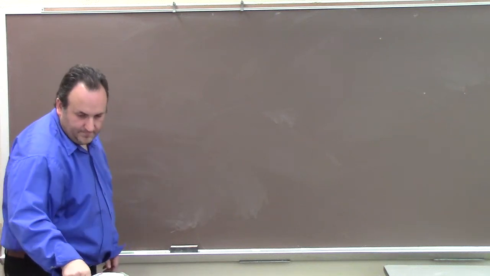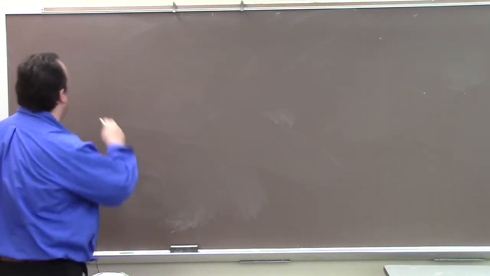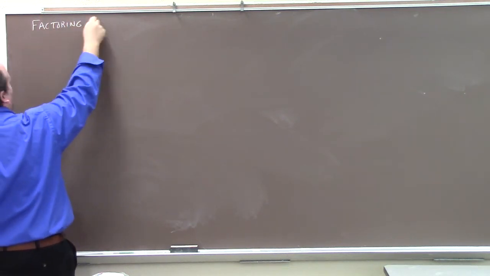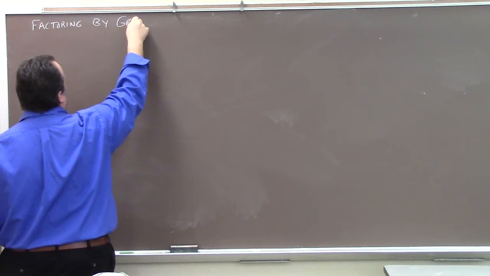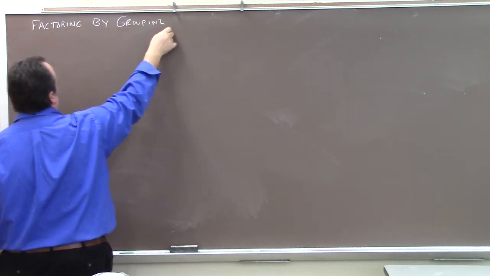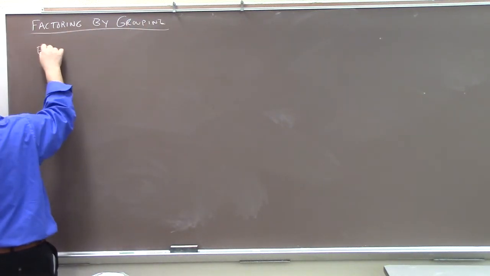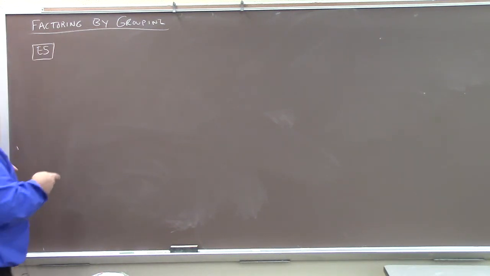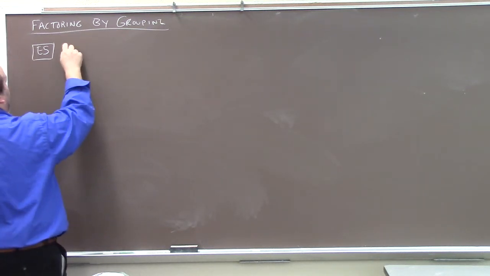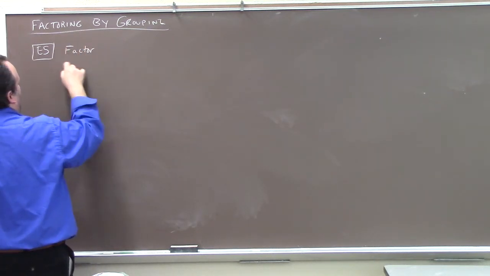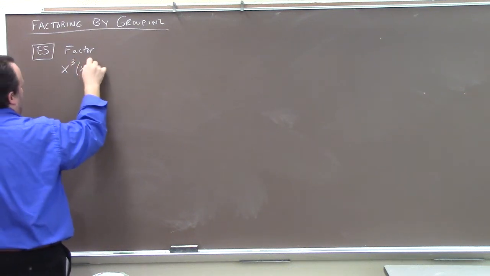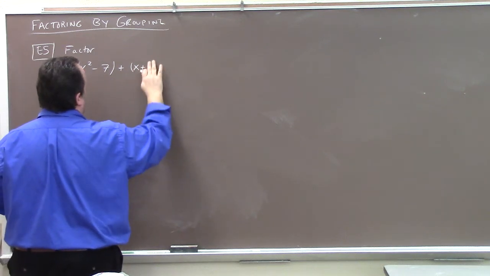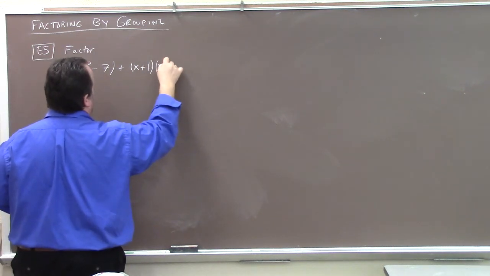All right, so example 5. Some of these examples are just kind of preachy. All right, so let me show you a very preachy example. Factor x cubed times x squared minus 7 plus x plus 1 times x squared minus 7.